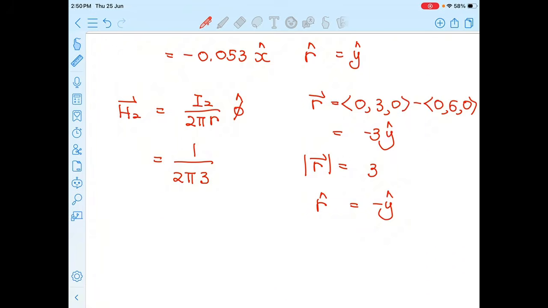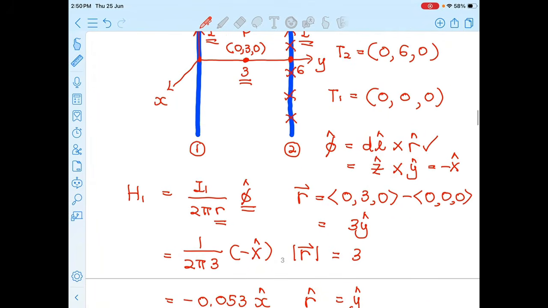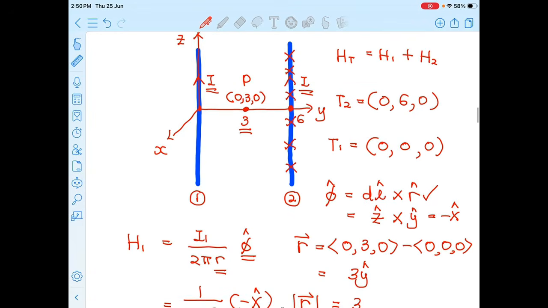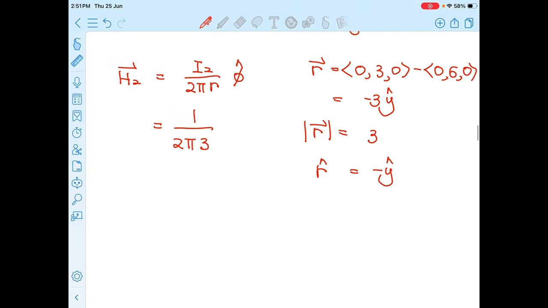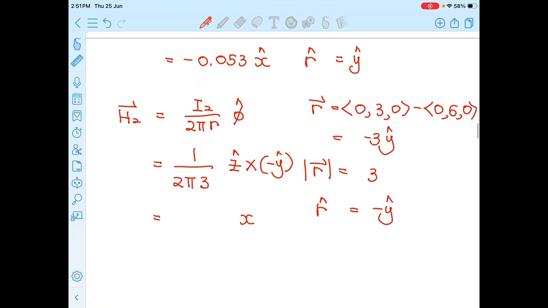But for this, I'm going to cross product the DL. The current is again in the same direction, z. Now I have to cross product with my negative y. As a result, I get x. So the value is the same, it will be 0.053 x.